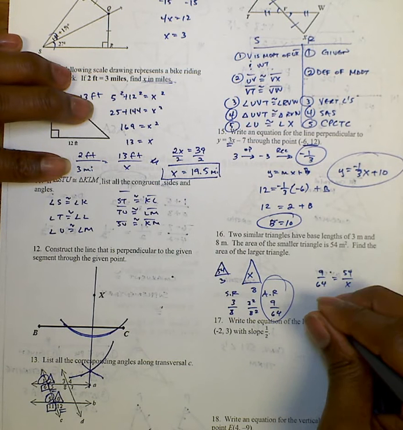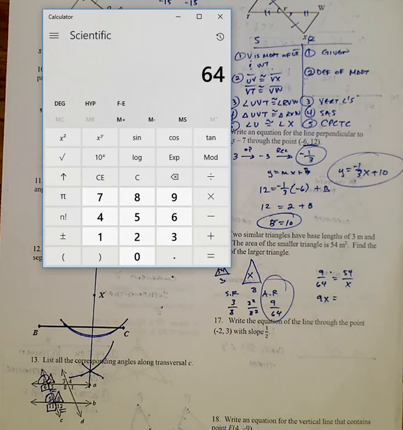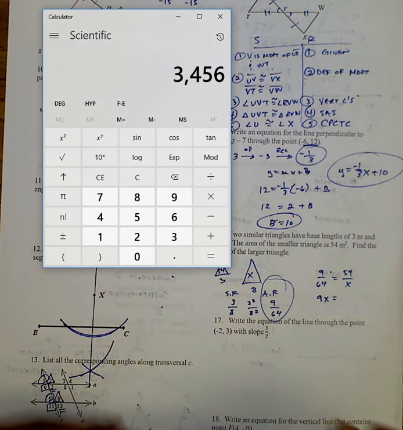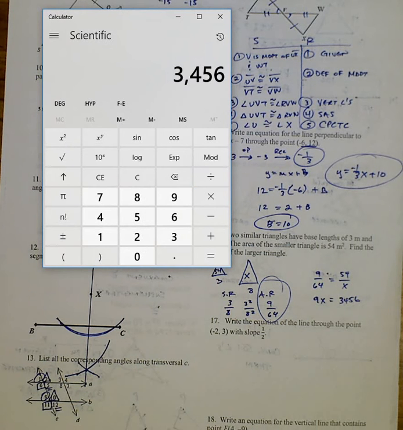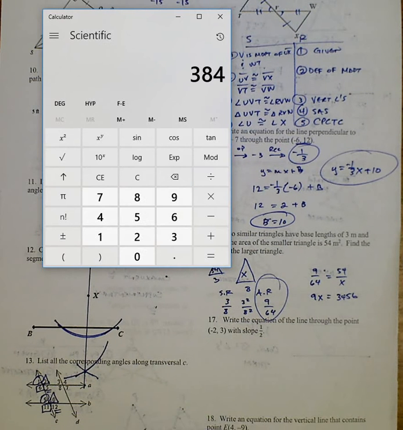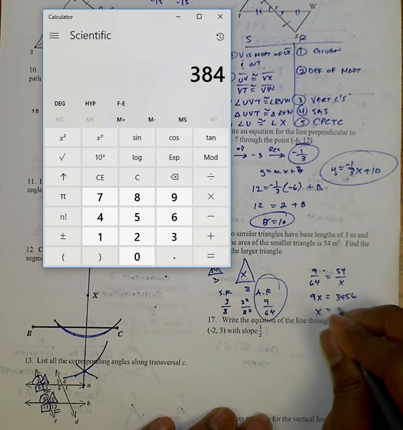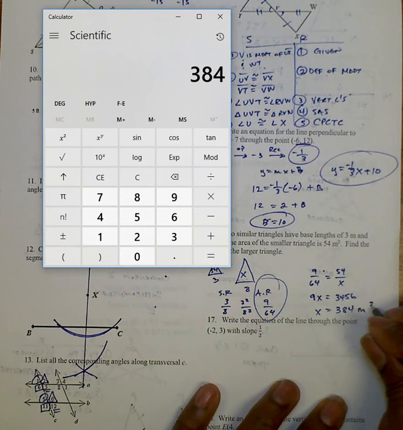Cross multiply 9x, 64 times 54 is 3,456. Okay, and then to find out what x is, we'll divide by 9, and x should be 384. So the area of the larger triangle is 384 meters squared.